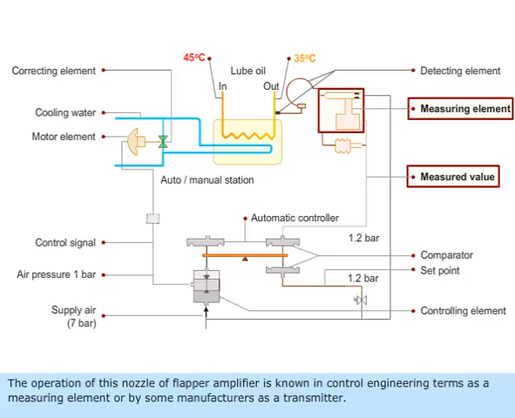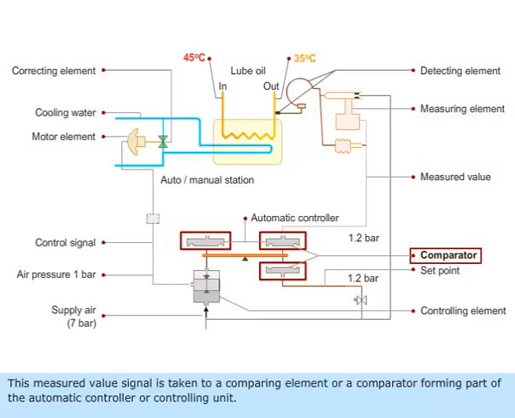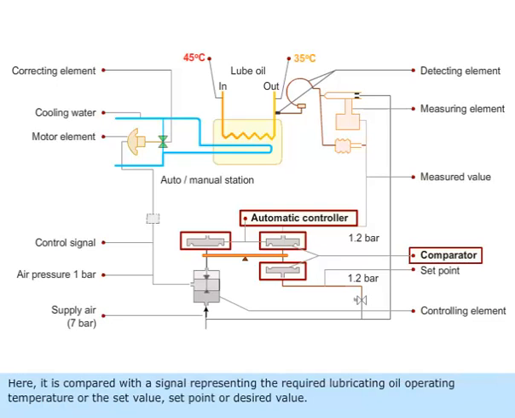The operation of this nozzle and flapper amplifier is known in control engineering terms as a measuring element, or by some manufacturers, as a transmitter. This measured value signal is taken to a comparing element, or a comparator, forming part of the automatic controller or controlling unit. Here, it is compared with a signal representing the required lubricating oil operating temperature, or the set value, set point, or desired value.